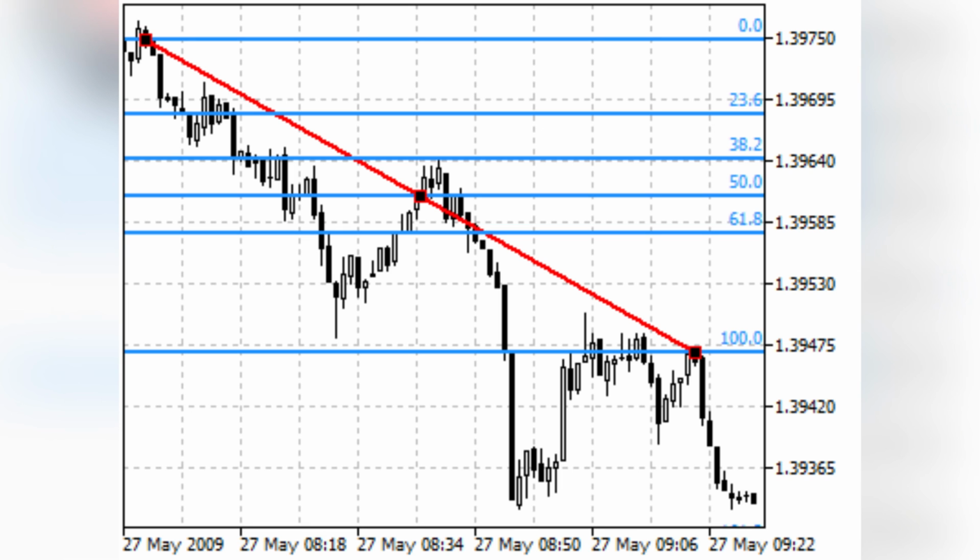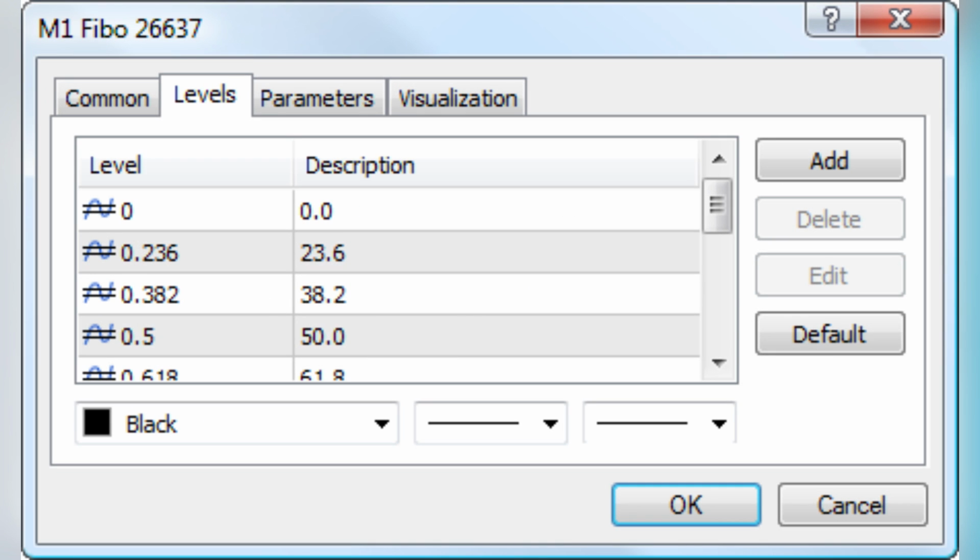Click to mark the starting point, for example the lowest point before a rally, and drag the line to the end point, which is the highest point before a pullback. The retracement lines will appear automatically, and while drawing you may also see the time and price distance between start and end points and the slope angle of the trend line showing how steep the move was.